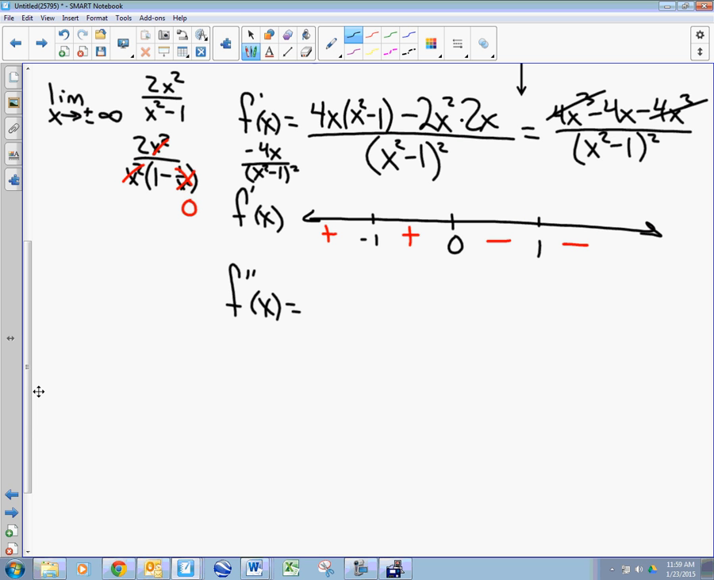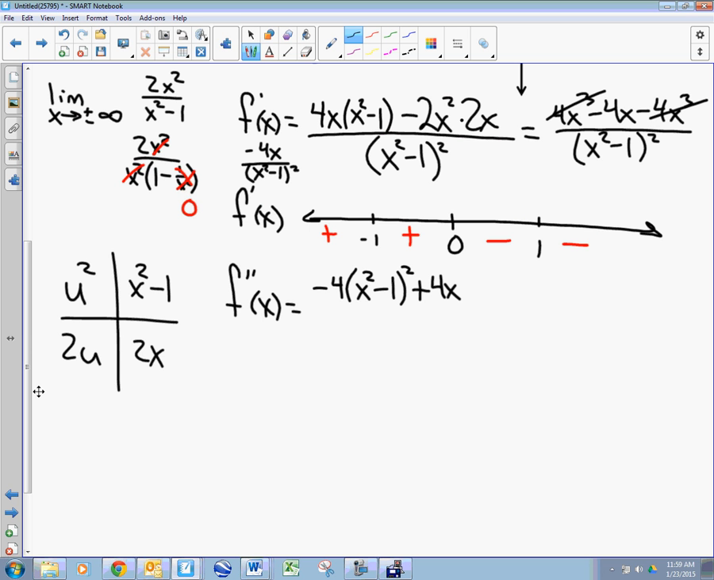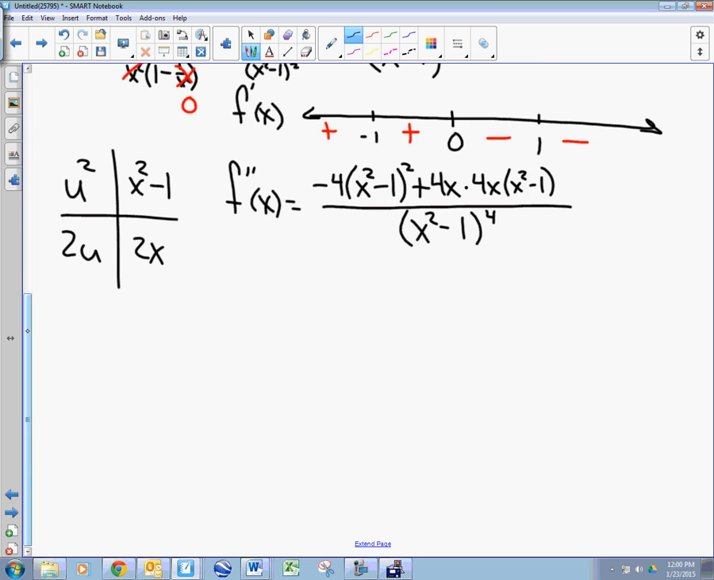It won't happen again. Okay, I must do the quotient rule. Derivative of the top times x squared minus 1 quantity squared minus the top left alone, so plus 4x, times the derivative of the bottom, u squared, and x squared minus 1, 2u, and 2x. So I get 4x times x squared minus 1, all over x squared minus 1 to the 4th. What do all the terms share in common? An x squared minus 1, correct? Do you agree I can just cancel out an x squared minus 1 from each of the terms?